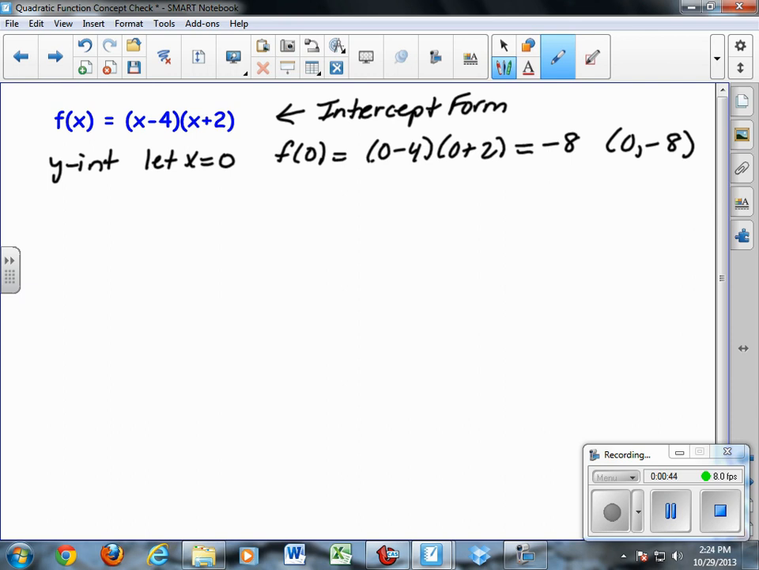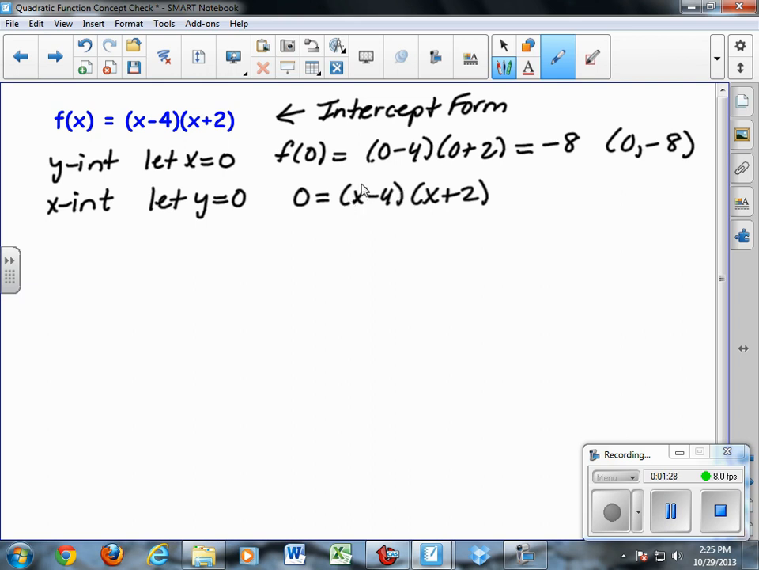To find the x-intercepts of a function, I let y equal 0. Recall that y and f of x are synonymous, so that's the same thing as saying 0 is equal to x minus 4 times x plus 2. In order to make this equal to 0, what has to be true? I have two numbers multiplied together, x minus 4 times x plus 2. One of those two numbers has to be 0 in order for the product to be 0.